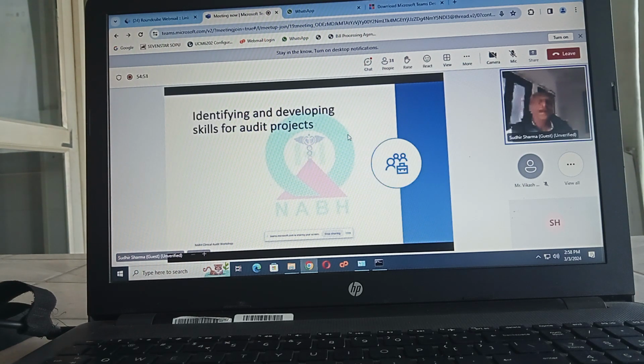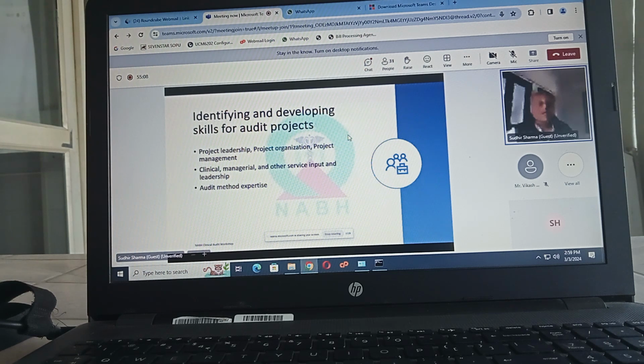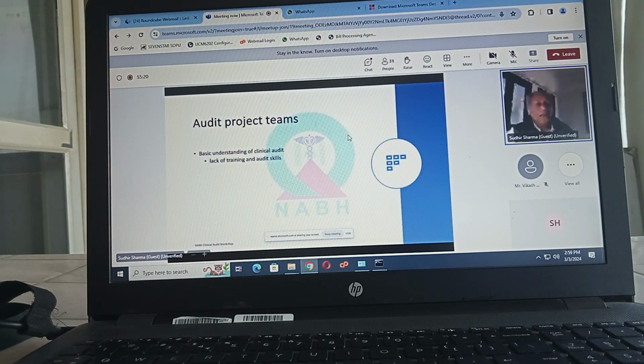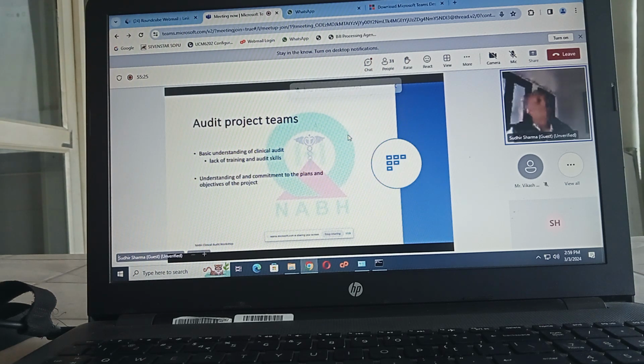At different stages, with different skills, the same person may not have all these skills. Managerial, certain clinical, certain audit related. Normally it is found that there is a lack of training in the audit team. You have made a start in this and you are undergoing a program to train the trainer.